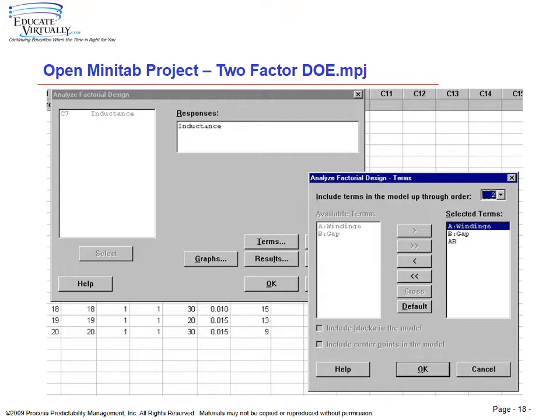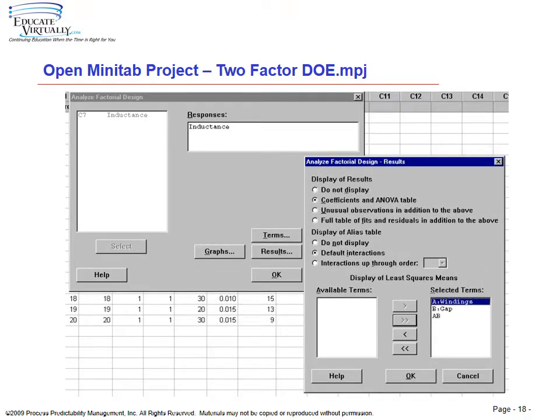Next, we want to select the terms. In this one, we're going to take a look at windings, which is our factor A, the gap distance, which is our factor B, and the A times B interaction. Once you've done that, select OK.